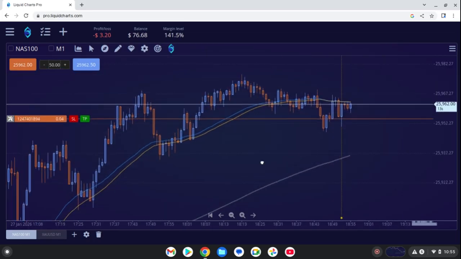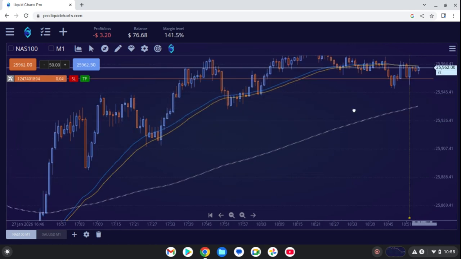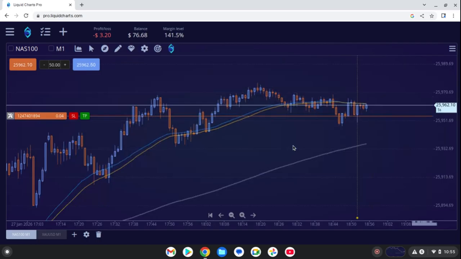You don't see a lot of stress going on. You also see on different pairs how the moving average reacts. And remember, Nas 100 just trades really well.